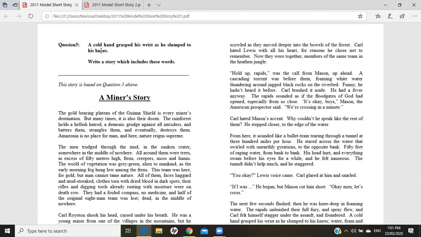It depends on the scenario. What do you mean it depends on the scenario? Jaden, this is the scenario. "A cold hand grasped his wrist as he slumped to his knees." That is the scenario they give you. I had to start reading because I have no idea what I would write for this.